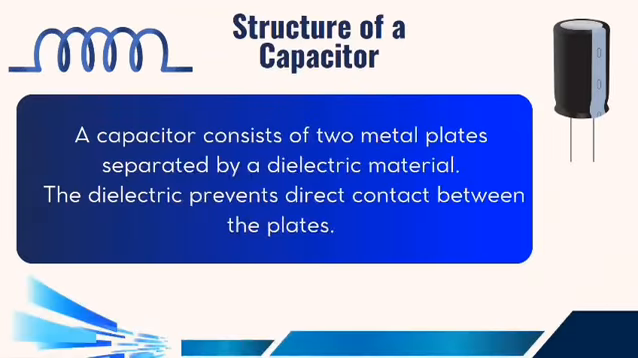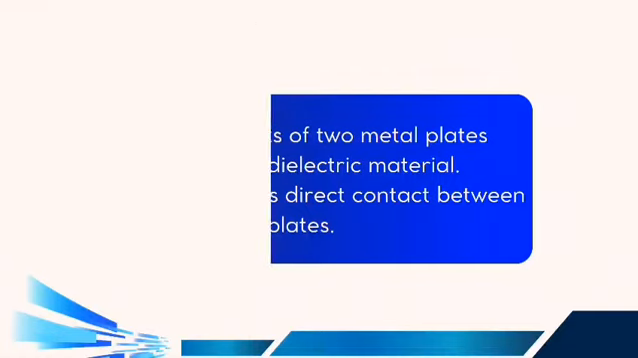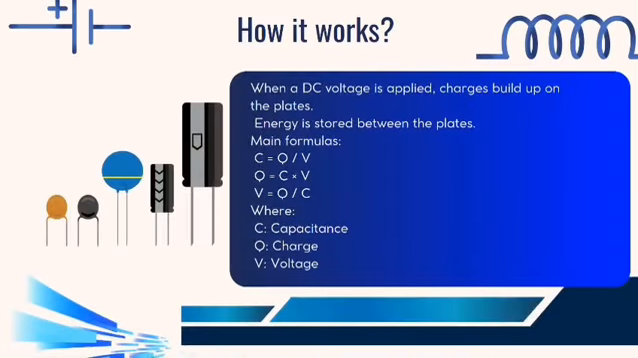A capacitor consists of two metal plates separated by a dielectric material. The dielectric prevents direct contact between the plates and helps the capacitor store electrical energy between them. When a DC voltage is applied, charges start building up on the plates of the capacitor. As these charges accumulate, energy is stored between the plates in the form of an electric field.